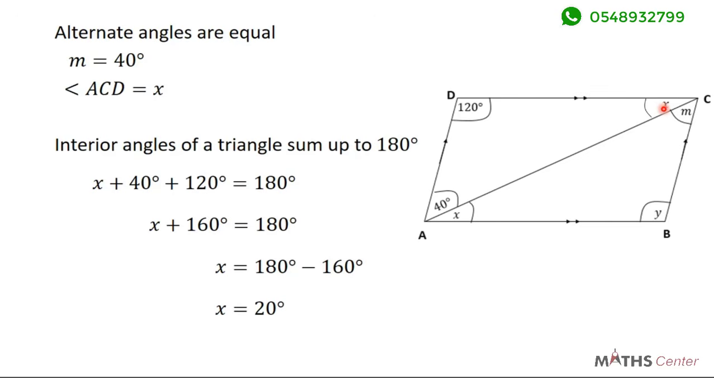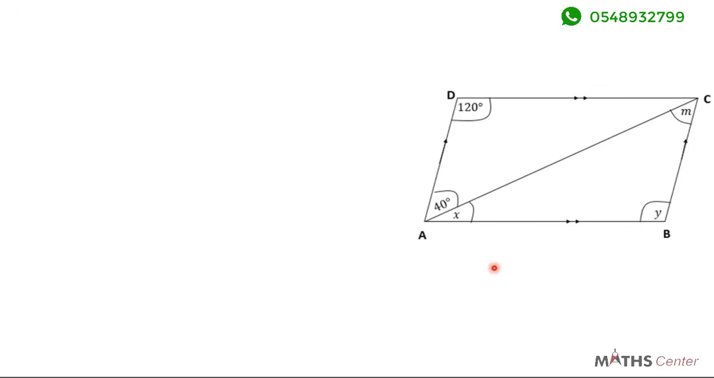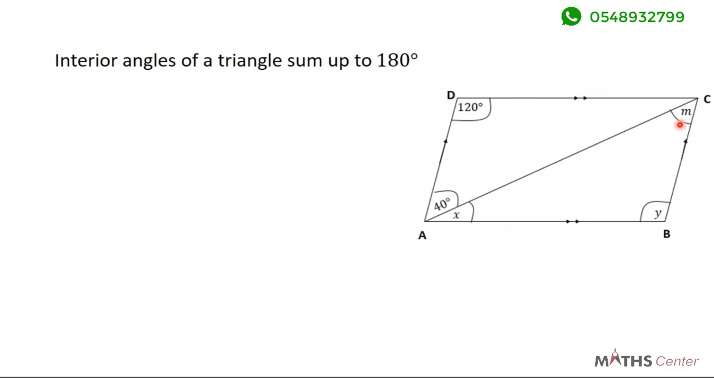So we have S, we have M. We are now left with finding Y. Now, because we have S and M, if you want to find Y, we know that ABC is a triangle. The sum of the interior angles of a triangle add up to 180 degrees. So S plus M plus Y will give us 180 degrees.